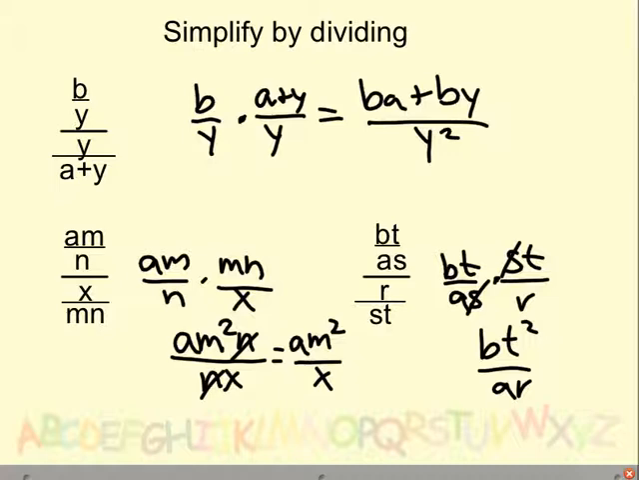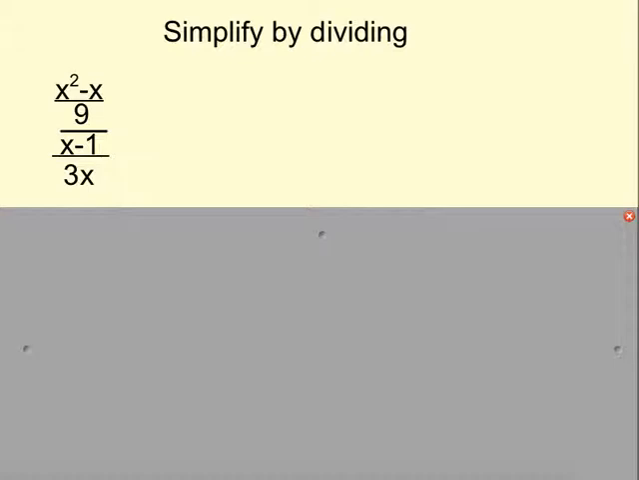Now, they can be this simple, but they're not always this simple. Sometimes we have to do a little bit of factoring in order to simplify things. So in this case, I'm going to write it out: x squared minus x over 9 times the reciprocal, 3x over x minus 1.